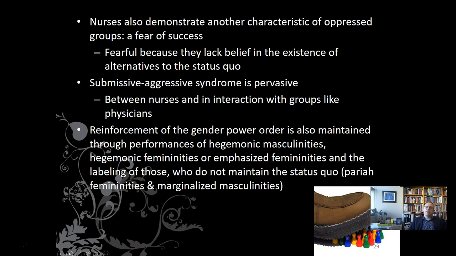Nurses also demonstrate another characteristic of oppressed groups, which is fear of success. They can be fearful because they lack belief in the existence of alternatives to the status quo. So they don't really think that it's possible for them to be successful or to occupy a different social location. And the submissive aggressive syndrome is pervasive between nurses and in interaction with groups like physicians.